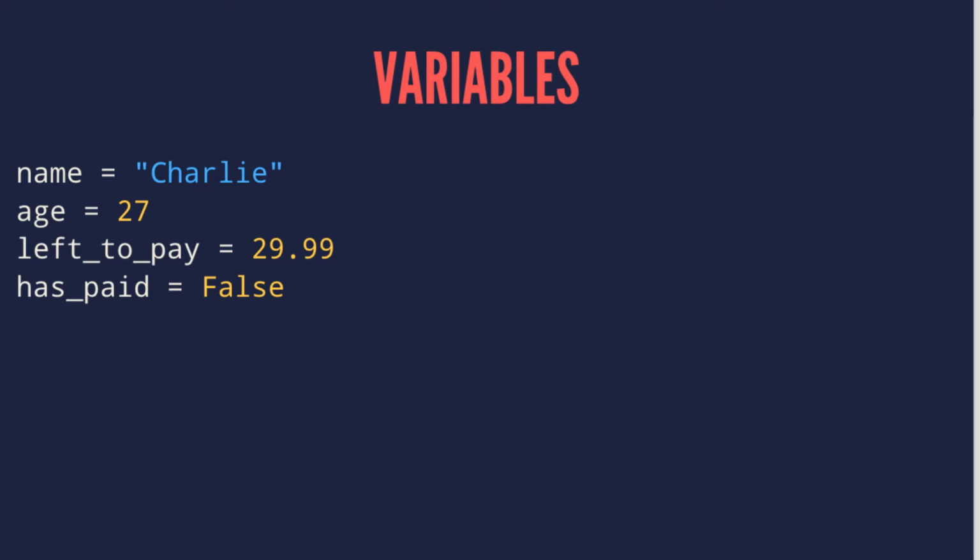Then we looked at variables, and variables store a data type. So we had the variable name equals Charlie, which was a string, the variable age, which equals the integer 27, the variable left_to_pay, which held the float value of 29.99, and the variable has_paid, which has the value of false. But can anyone tell me what data type false is in the chat? Correct, it's a Boolean.